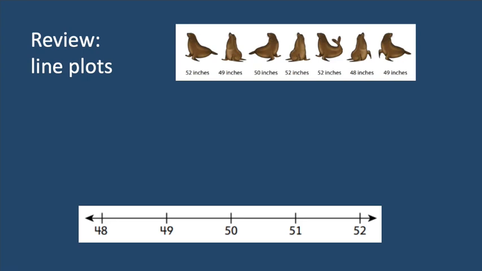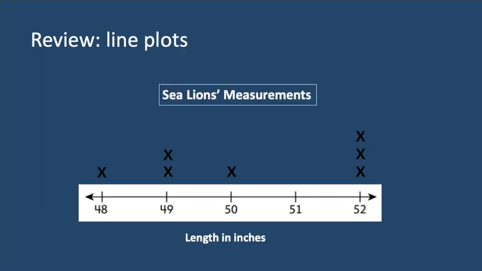The first sea lion measures at 52 inches, so I can record an X at 52. The next sea lion measures at 49 inches, so I'll record that measurement above 49. Then we have a sea lion at 50 inches, 52 inches, 52 inches again, 48 inches, and 49 inches. The completed line plot looks like this.